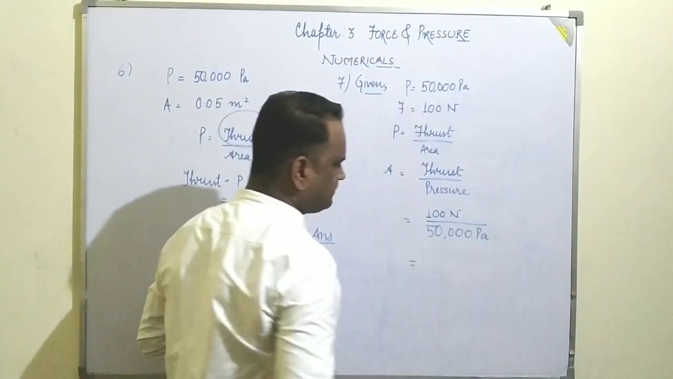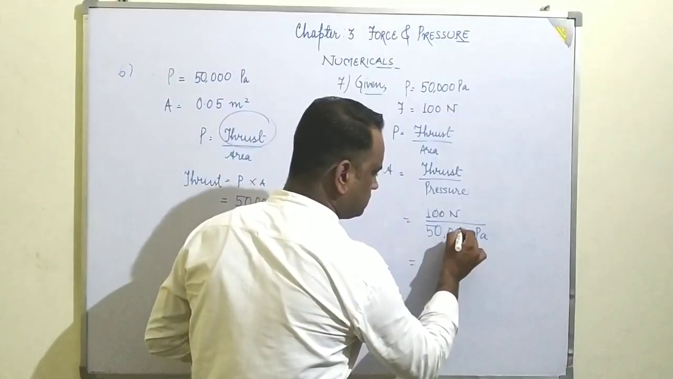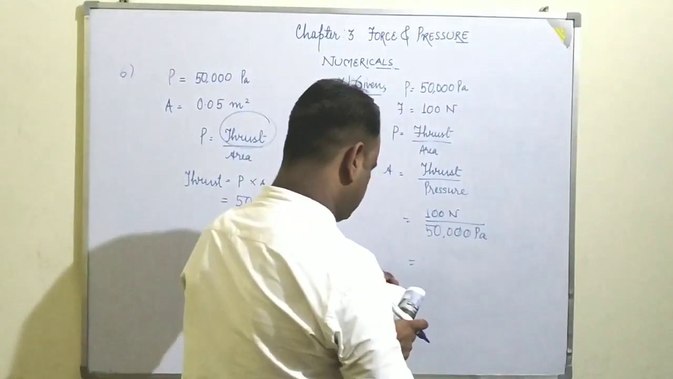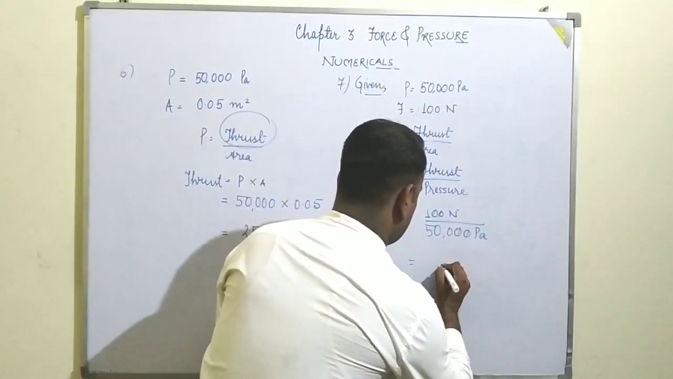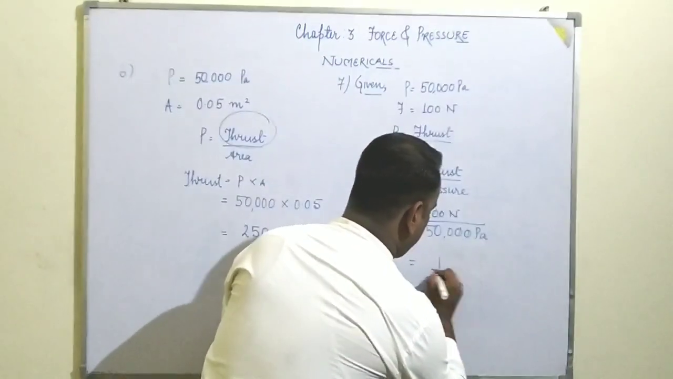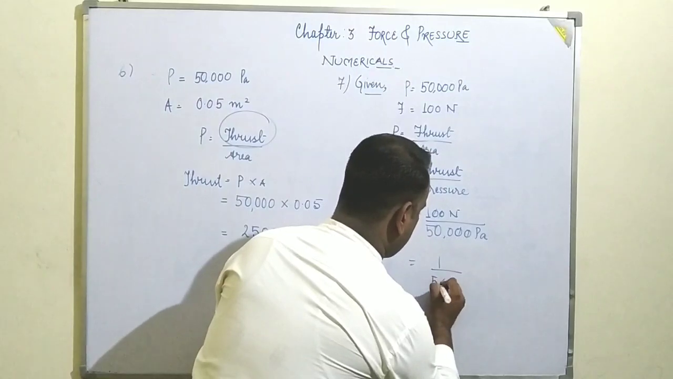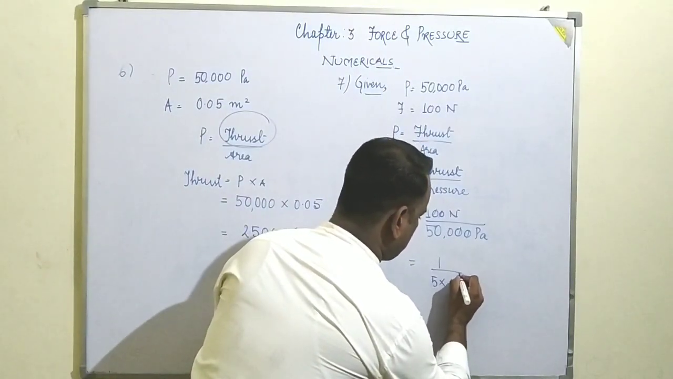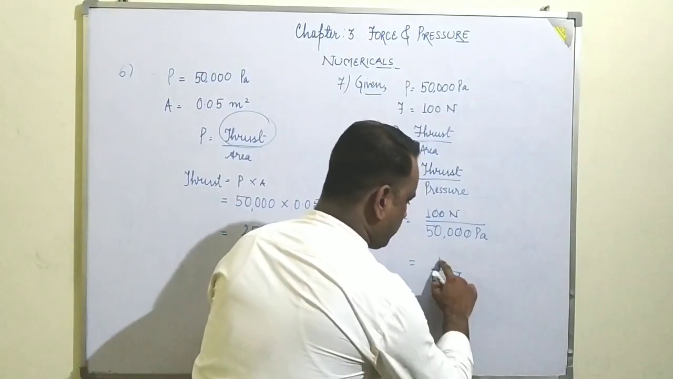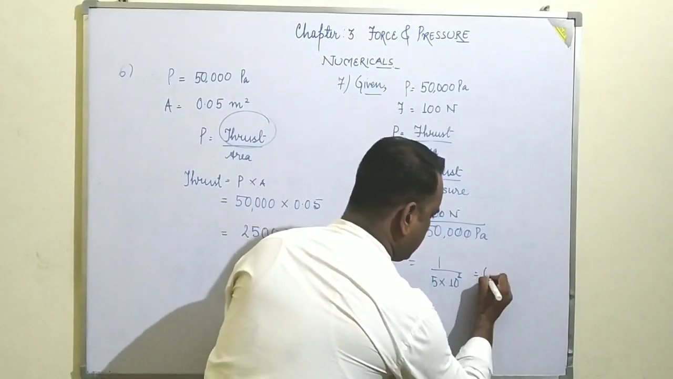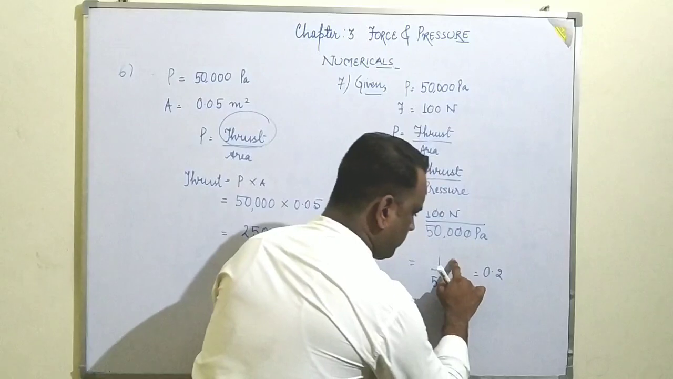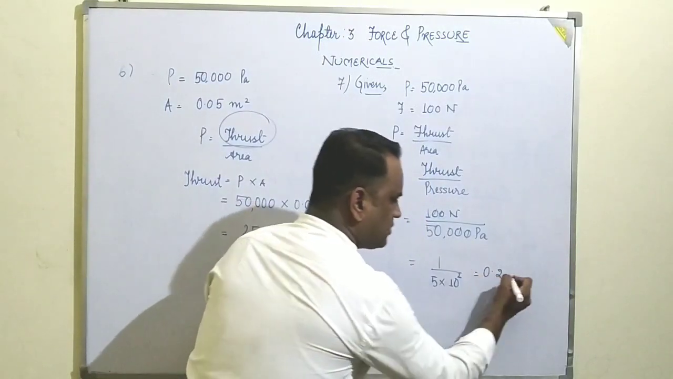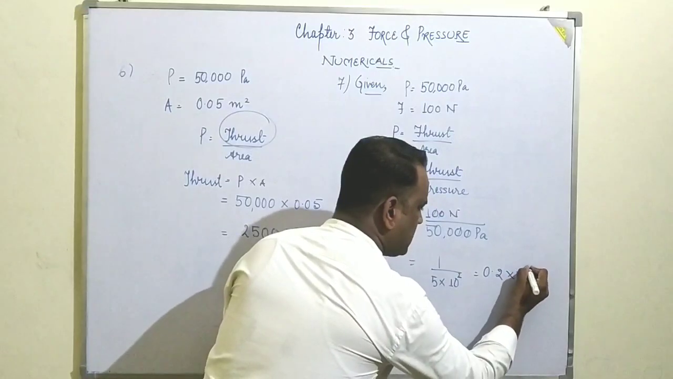Okay, so what will it be? Here the answer will be 1 upon 5 into 10 to the power minus 10 to the power 2. So 1 upon 5 is equal to 0.2, and 1 upon 10 to the power 2 becomes 10 to the power minus 2 in the numerator.